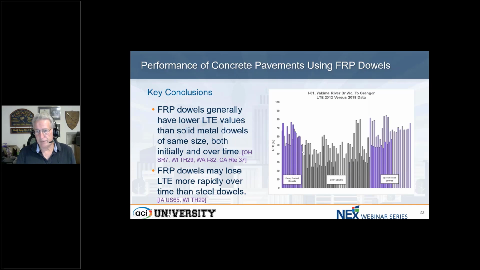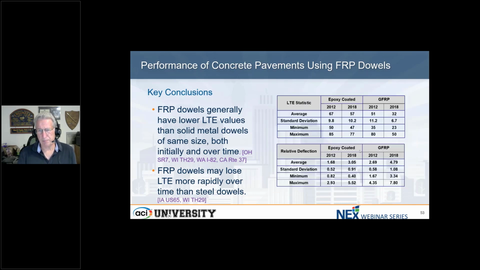And here's a graph. This came from Washington State. The purple lines are epoxy coated, the gray lines are FRP. The lighter colored lines of either color are the initial numbers, and the darker lines are the long-term numbers, 6 years later. And in all cases, you see a little bit of a drop-off, but the drop-off for the FRP bars is much more rapid than it is for the epoxy.